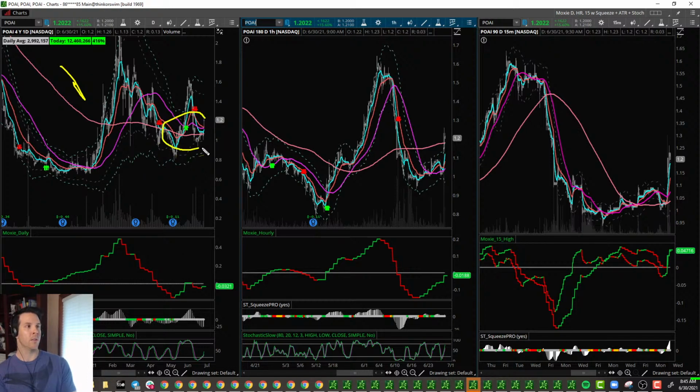And then it looks like it's at least got the daily 50 over the 200. So again, it's got the fast moving average over the slow moving average, which is the beginning of a trend change. And then in through here, it looks like it just bounced off of the hourly 50. So yeah, it looks all right.